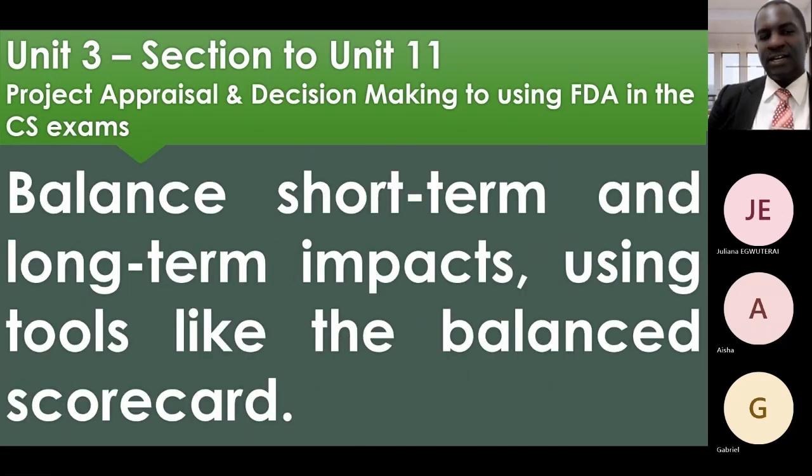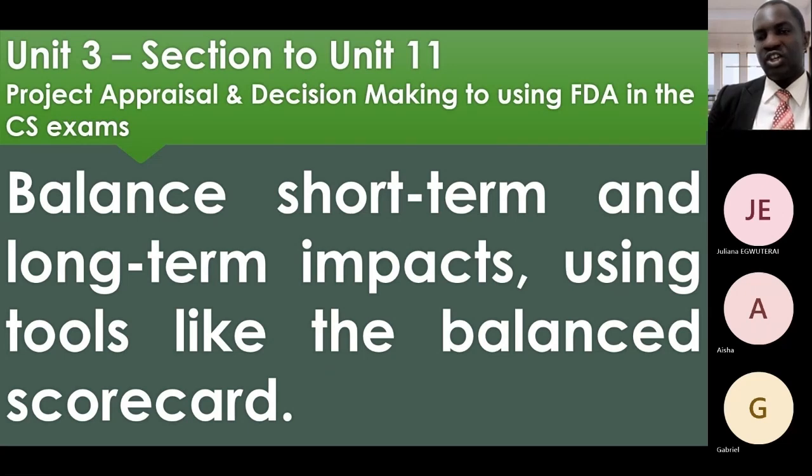So balancing short-term and long-term impacts using tools like the balanced scorecard is very important. So your 1 year decision is short-term, your 5 years to 10 years decision is long-term, and you can balance it with the balanced scorecard. The balanced scorecard has 4 perspectives.